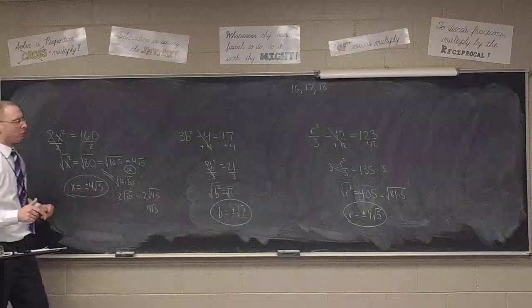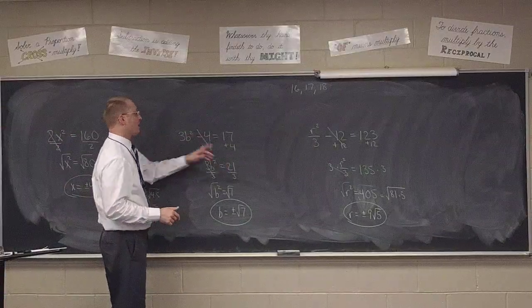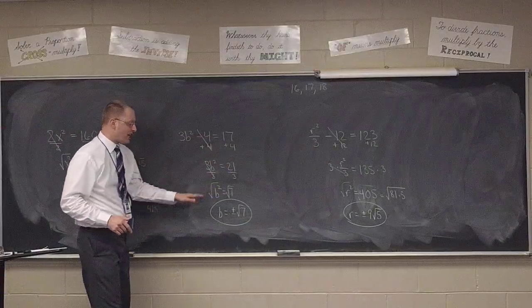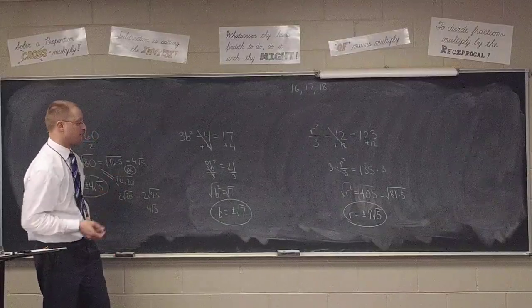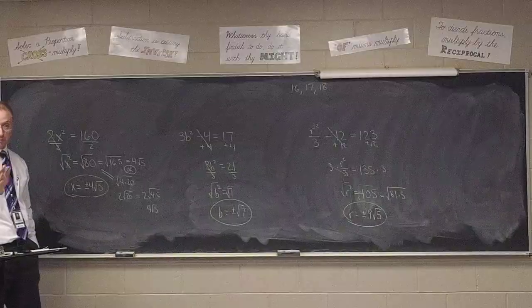Good. On the next one, you add the 4 to get 21, you divide away the 3 to get 7, you take the square root. Well, you can't factor a 7, it's prime. So you just leave it, positive, negative, square root of 7. You get that answer for number 17.